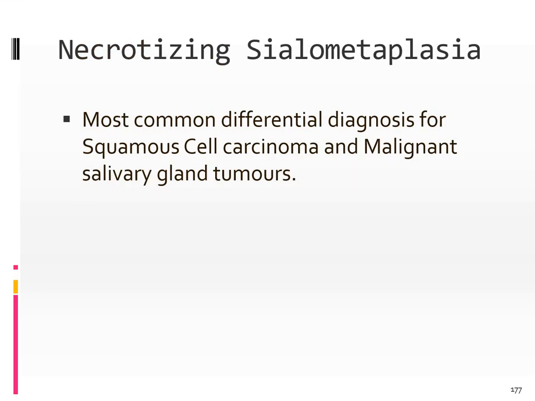So in this lecture, we discussed the 3 important salivary gland malignancies: mucoepidermoid carcinoma, adenoid cystic carcinoma, and acinic cell carcinoma. And we discussed necrotizing sialometaplasia, which is the most common differential diagnosis, which may mimic clinically as well as histologically squamous cell carcinoma and malignant salivary gland tumors.